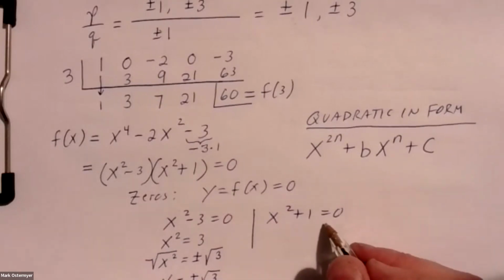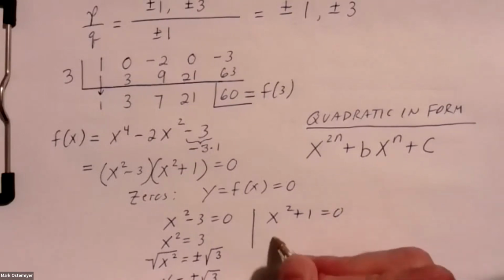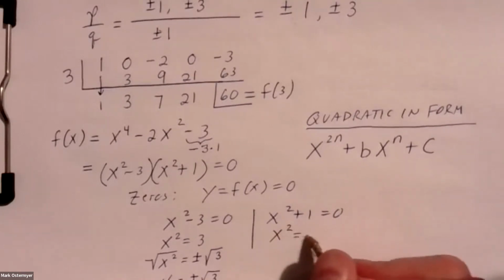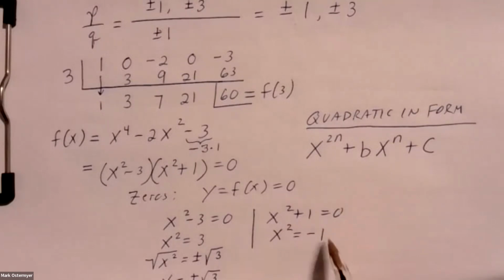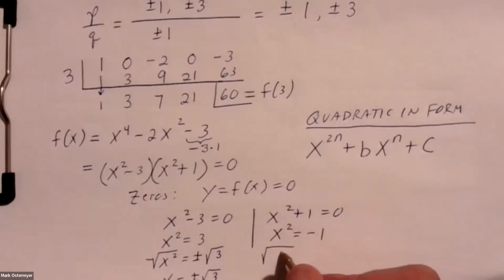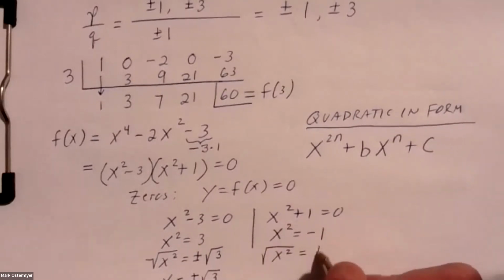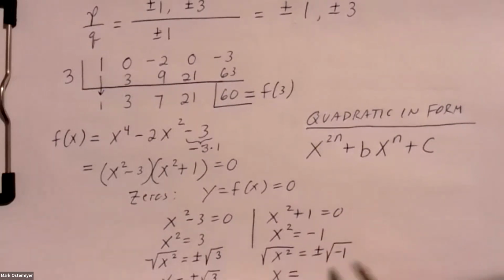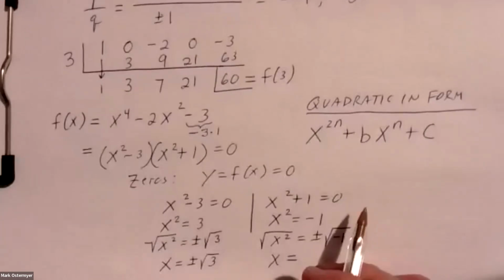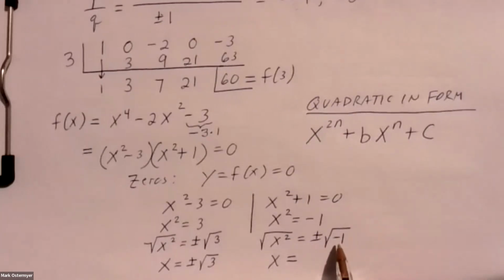Solving this quadratic equation for x by subtracting 1 from both sides, isolating the squared term, now taking the square root of both sides of our equation. Don't forget it's the plus or minus square root of the number side. And x is equal to what? What's the square root of -1 equal to? Do we remember? By definition, it's what? Equal to? What's the square root of -1 equal to?